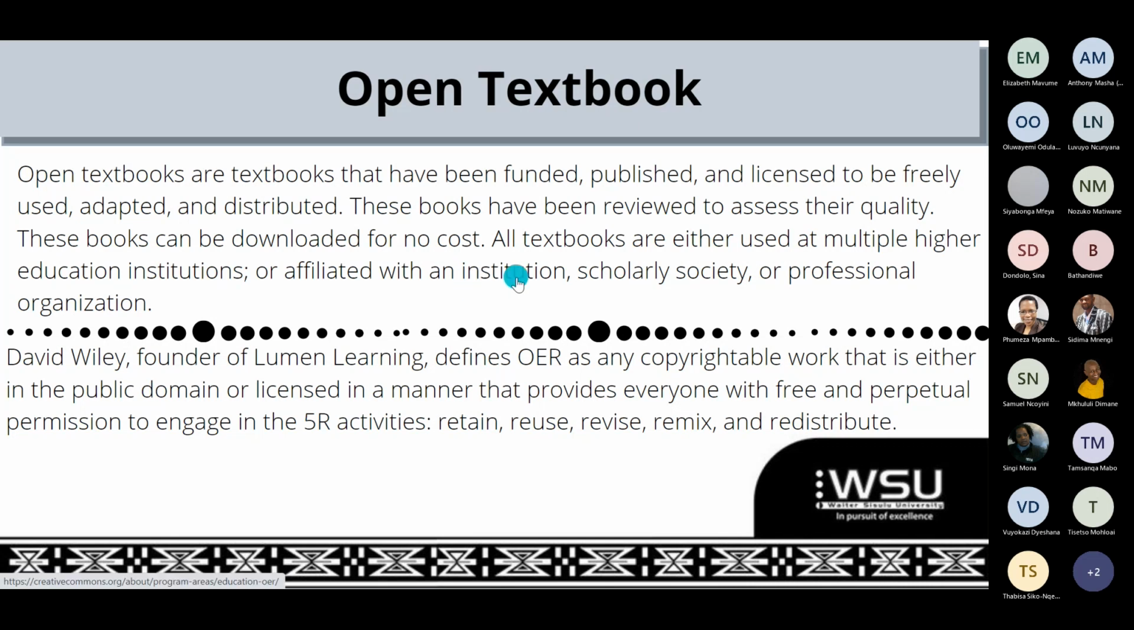All textbooks are either used at multiple higher education institutions or affiliated with an institution, scholarly society, or professional organizations. So that's how these textbooks can be used. They can either be used by higher education institutions or by consortiums. As we all know, here at Eastern Cape, we've got our own consortium that combines all the Eastern Cape institution libraries. So we can do that and have access to those books.